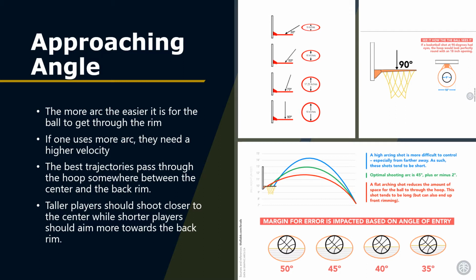So you can see that as the arc of the shot decreases, so here at 30 degrees, in the picture to the left, the rim looks only like it's 9 inches. And then at 50 degrees, the rim looks 16 inches. At 70 degrees, the rim looks 17.25 inches. And finally, at 90 degrees, the rim looks 18 inches.